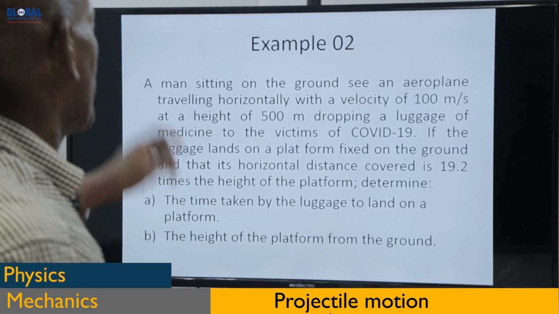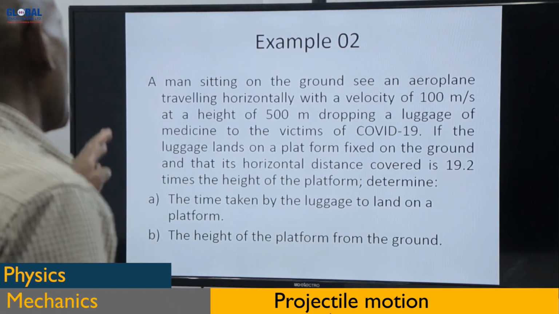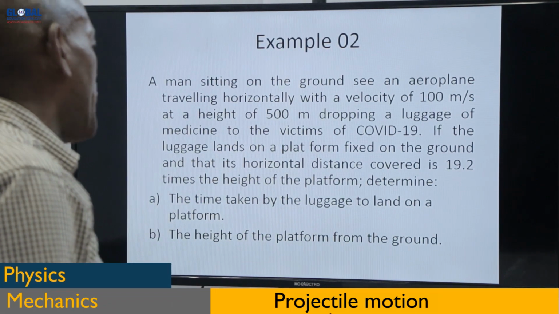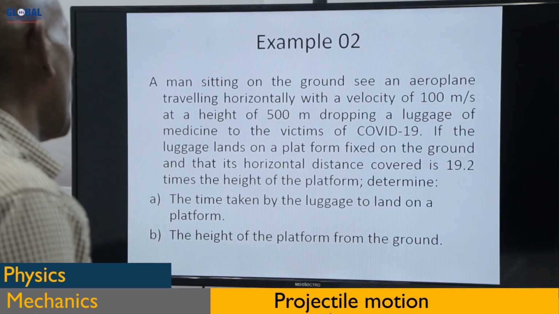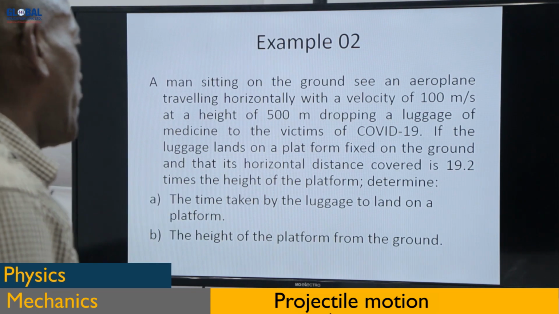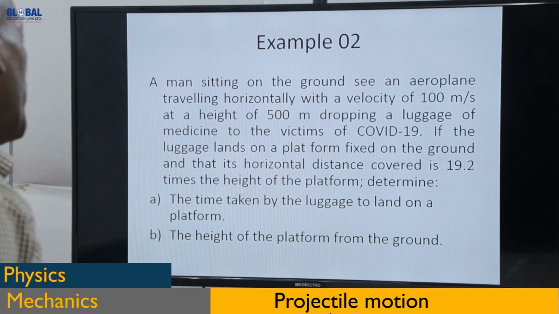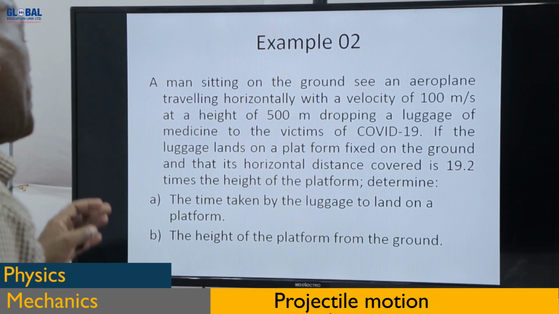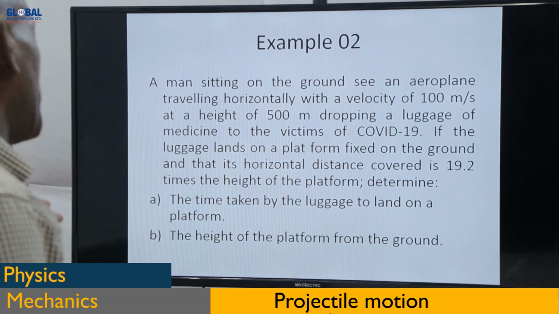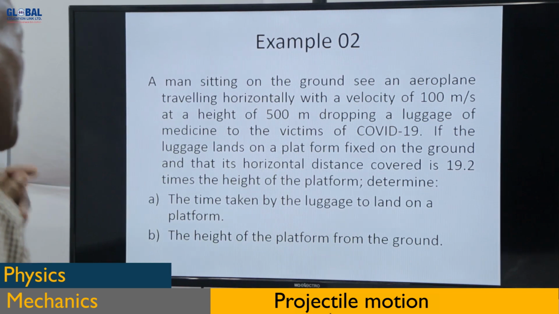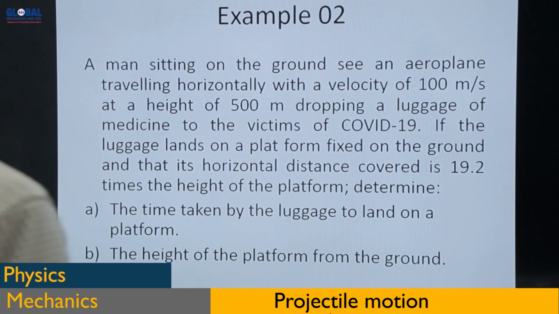It says that a man is sitting on the ground, seeing an aeroplane traveling horizontally with a velocity of 100 meters per second at a height of 500 meters, dropping a luggage of medicine to the victims of COVID-19. If the luggage lands on a platform fixed on the ground, and its horizontal distance covered is 19.2 times the height of the platform, then determine the time taken by the luggage to land on the platform and the height of the platform from the ground.